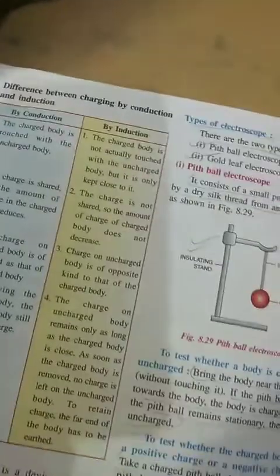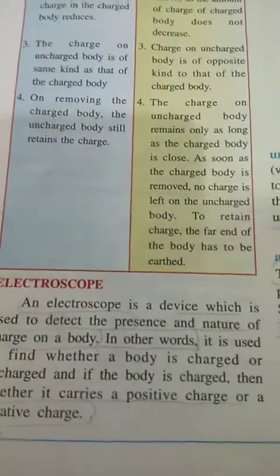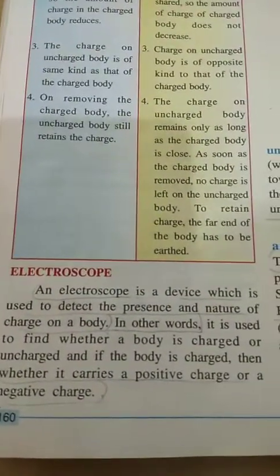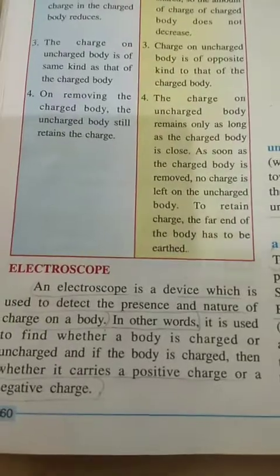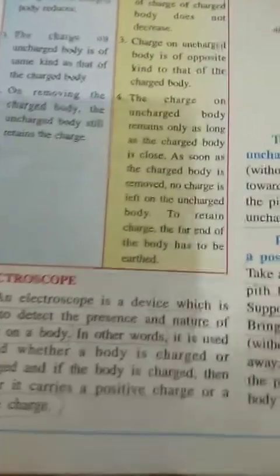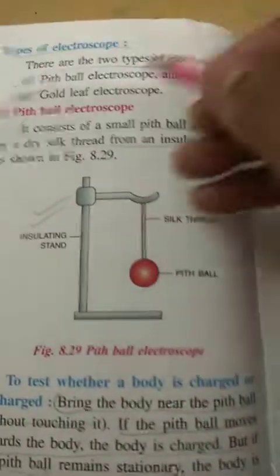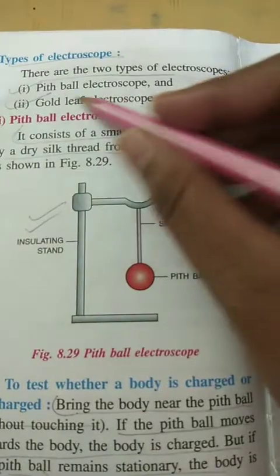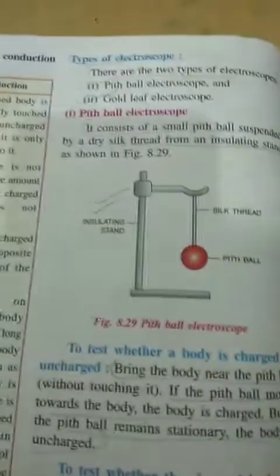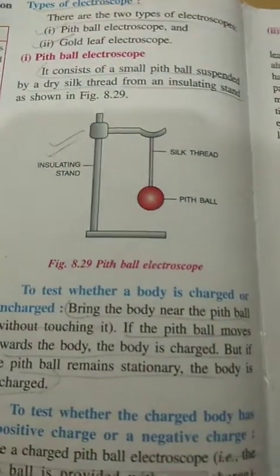The next is types of electroscope. Now what is an electroscope? It is clearly given in your book that an electroscope is a device which is used to detect the presence or nature of charge on a body. Means what type of charge the body is having, whether the body is positively charged or negatively charged. Now there are two types of electroscope. The first one is the pith ball electroscope and the second one is the gold leaf electroscope.